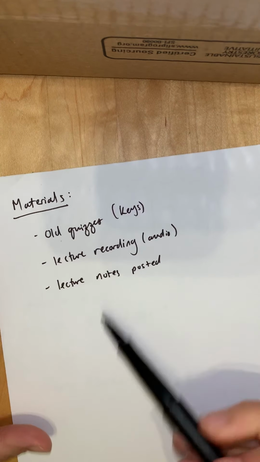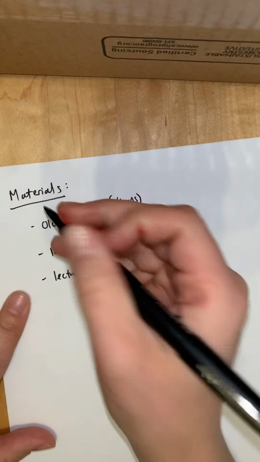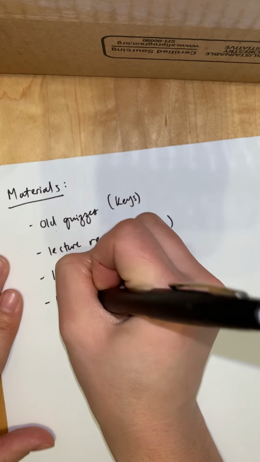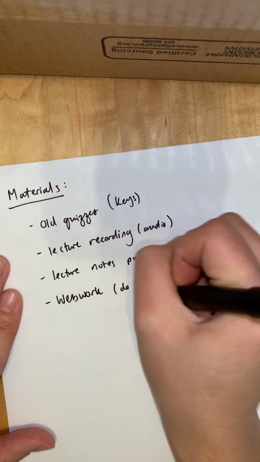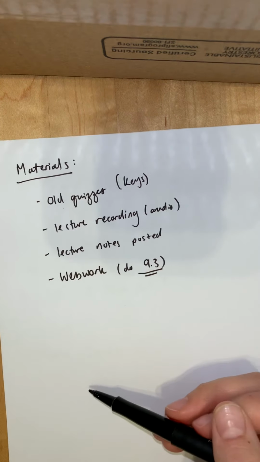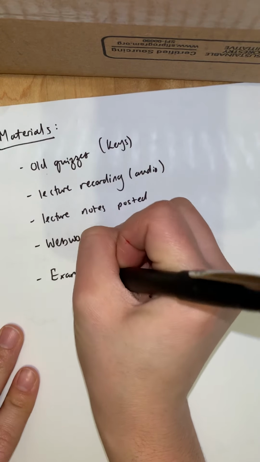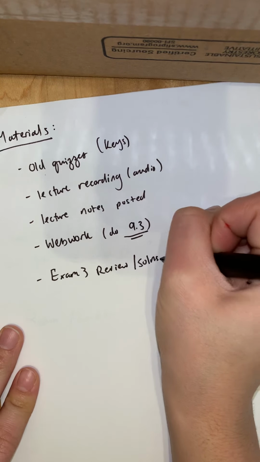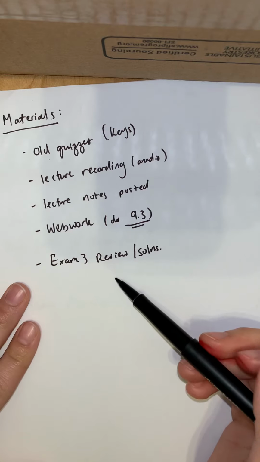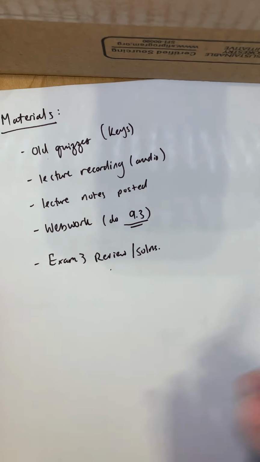Hopefully you guys have been using the old quizzes all along to help you study, because I do write those questions. We also have our web work. Again, do section 9.3. It's going to be on your exam. Okay. We have the exam 3 review, and there are solutions for that as well. So please go through, try the review on your own, and then look at my solutions. I have everything written up the way that I would expect to see it, with as much information as I would like shown.